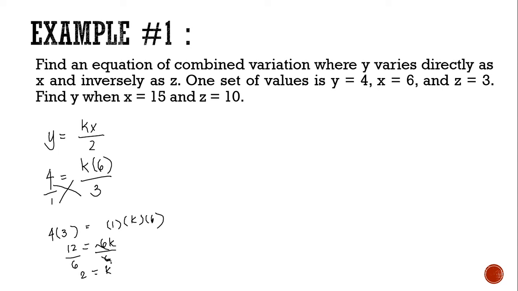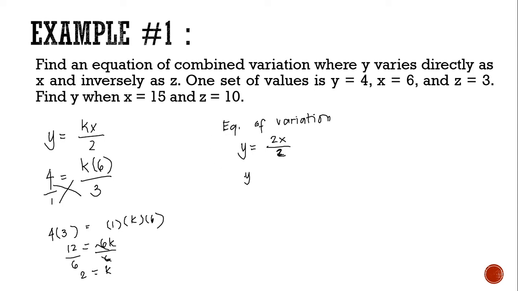Now that we have the value of k, which is 2, we can now write our equation of variation. Since 2 is the value of our k, we have the equation of variation as y is equal to 2x over z. After this, what we are going to do is substitute the values because we have here a question: we have to find y when x is 15 and z is equal to 10.